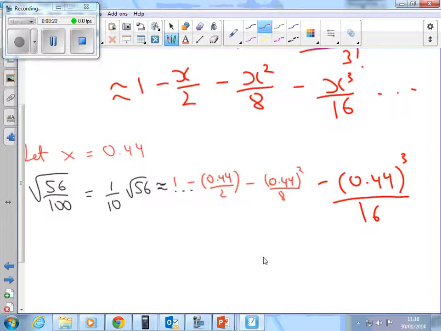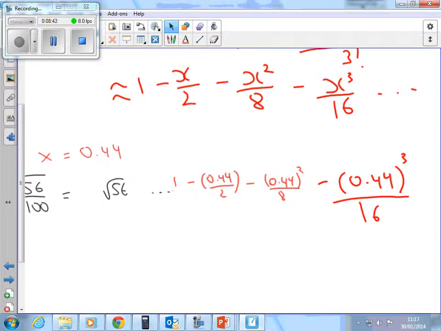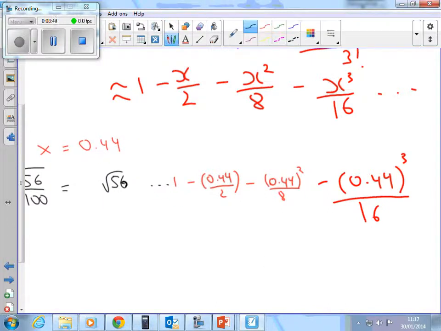Now, once you realize that, just to save you the time, you can say, okay, well, I know that I'm getting 1/10 of root 56. So root 56 is approximately what? 10 times that. Brilliant. Have you tried that on your calculator?